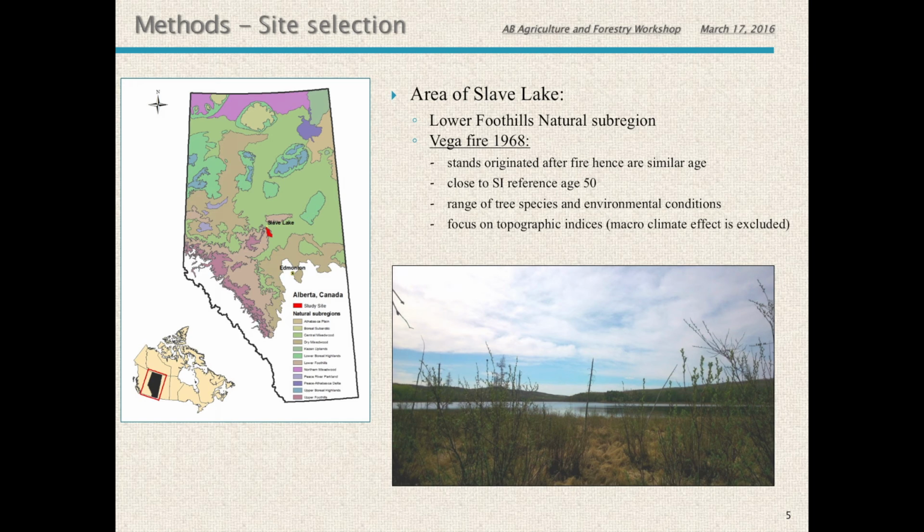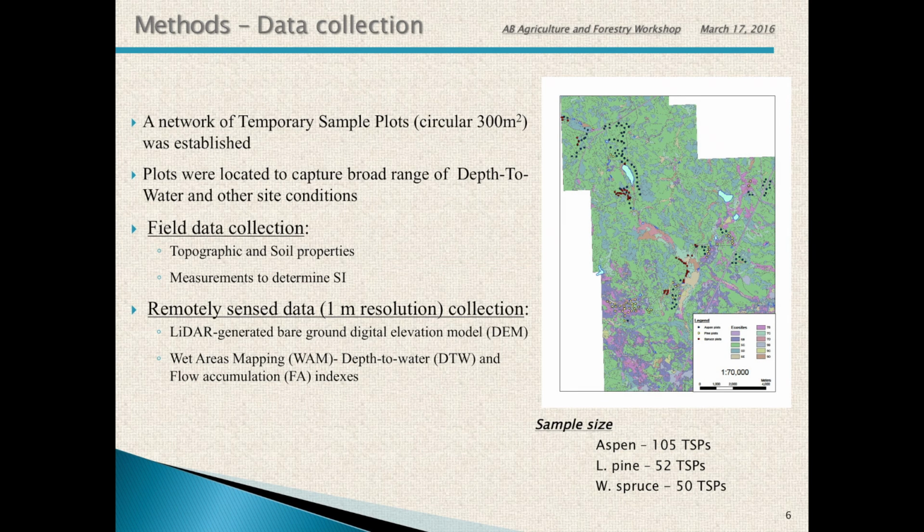Also, this landscape provides a range of tree species, and also what's important for the analysis, a range of site conditions. And we choose to conduct a case study just to focus on those topography indices of interest and to eliminate the climate variables from the analysis. Field sampling, so we established a network of temporary sample plots.